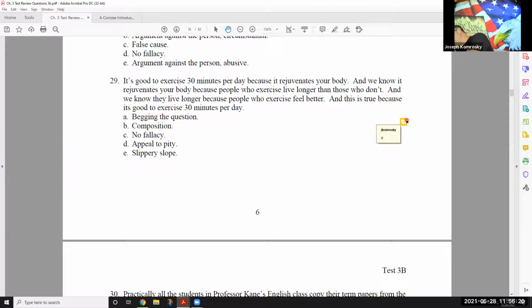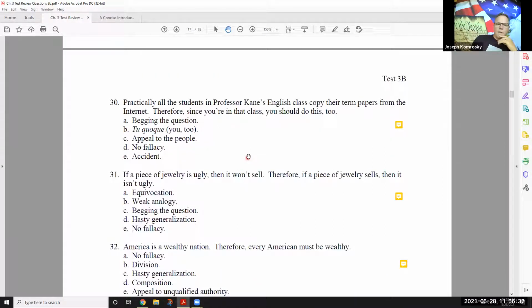You can leave out a key premise, you can reinstate the conclusion, or you can reason in a circle. Those are the three ways, but you're reinstating the premise right here in the conclusion that you did in the premise. So this is a circle and begging the question. So there you go. 30, practically all the students in Professor Kane's English class copy their term papers from the internet. Therefore, since you're in that class, you should do this. This is appeal to the people.